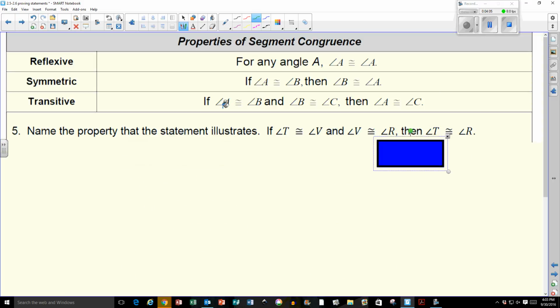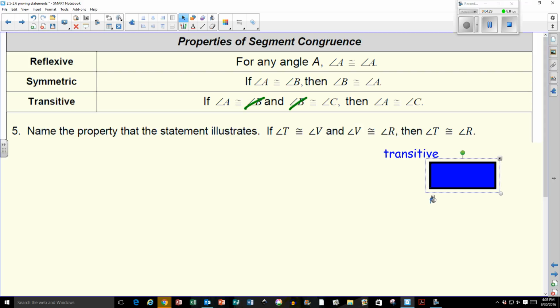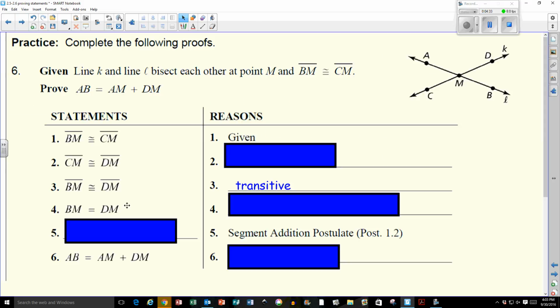Okay, so again, reflexive, if something's equal to itself, it's reflexive. If they just switch places, then it becomes symmetric. And if you have one thing that's equal to 2, then those two are equal by transitive. So if T is congruent to V, V is congruent to R, then T is congruent to R by transitive. All review from last time. Okay, so let's just write some proofs now.